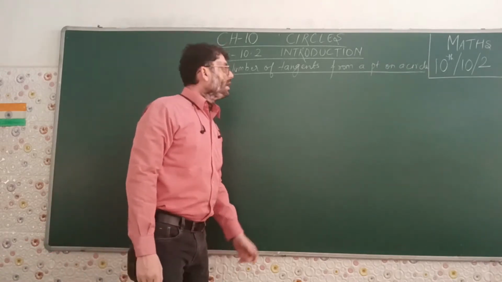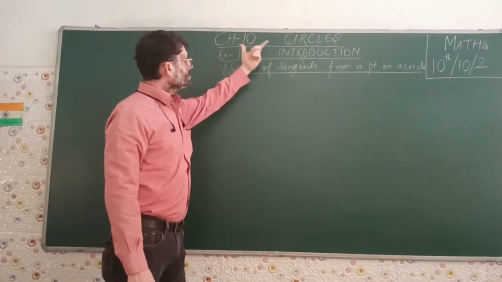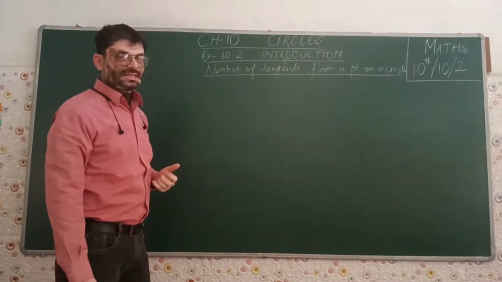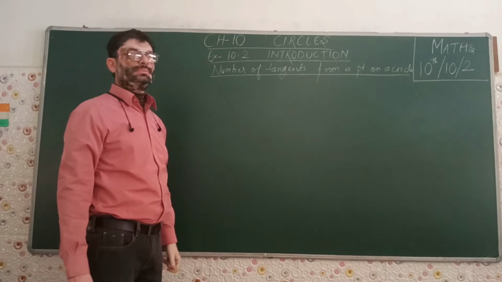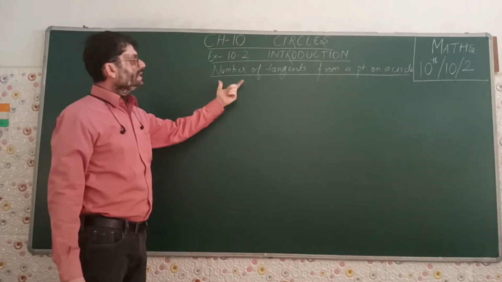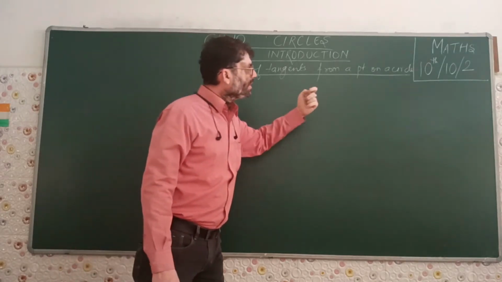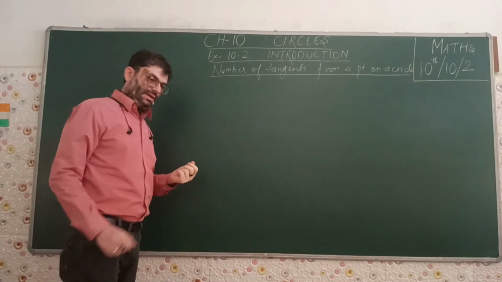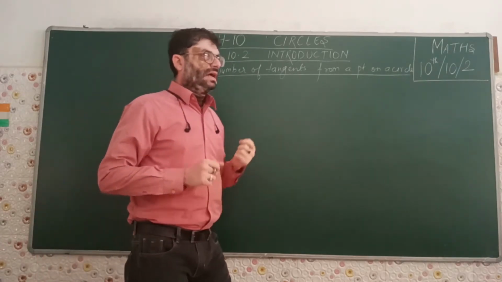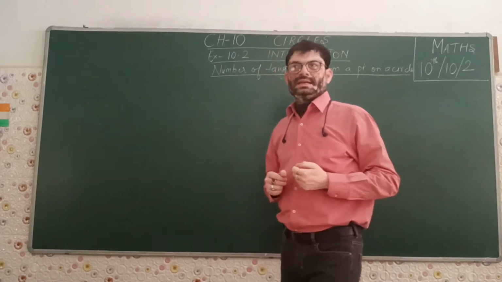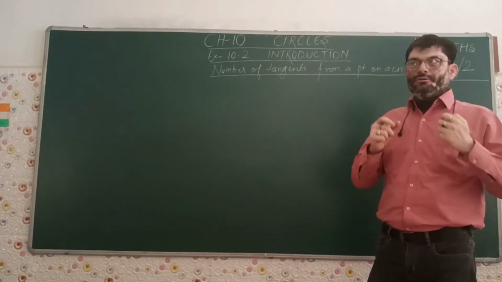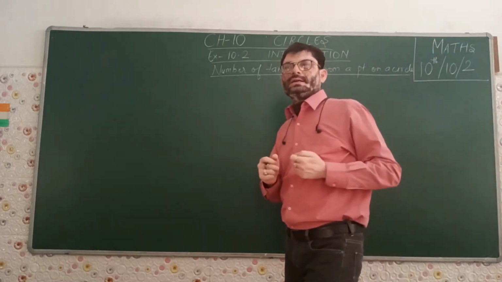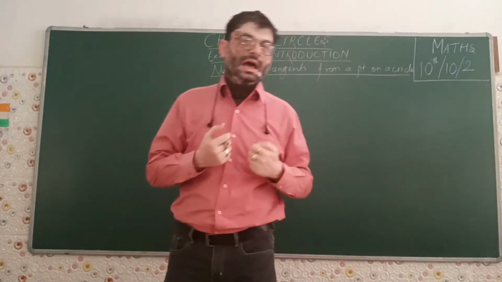In this session, we will be studying chapter 10, Circles from your NCERT textbook of Mathematics of class 10. We'll be dealing with the introduction part of 10.2, that is, number of tangents from a point on a circle. We will be dealing with how many tangents can be drawn from a point on a circle, and where the point should lie.